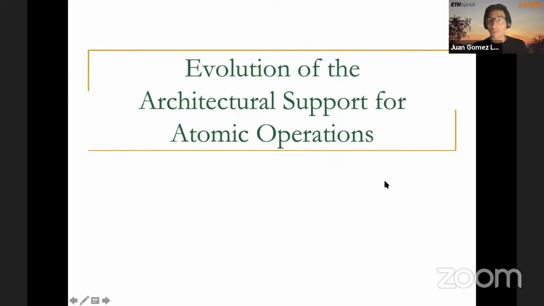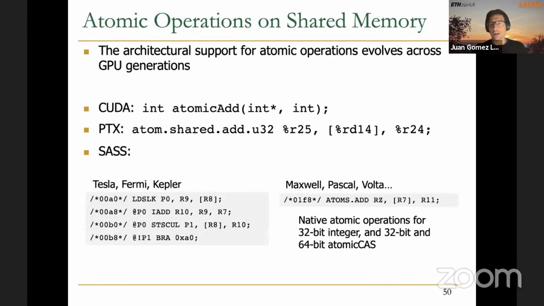It will take a few more minutes to explain to you the evolution of the architectural support for atomic operations. We are going to see how the hardware for atomic operations, both on shared memory and on global memory, has evolved over time, generation after generation, since the first CUDA capable generation back in 2006 or 2007 until today. Or until not today, because I think that the latest generation doesn't really have any updated improvements for the atomic operations. But anyway, they keep incorporating the latest hardware that we are going to explain now.